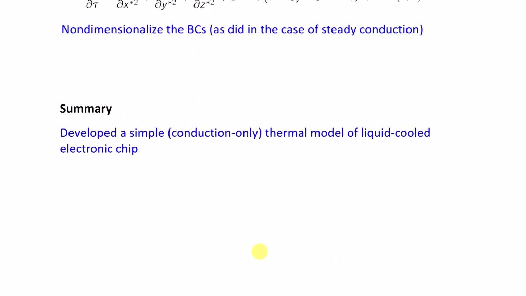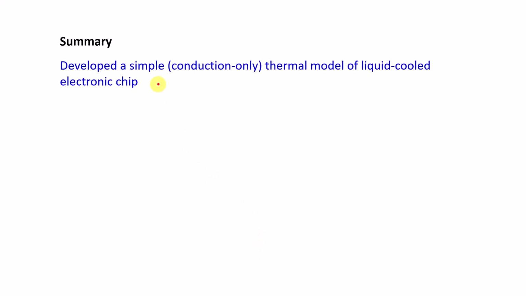Now, let us summarize this case. This is a simple conduction-only thermal model for a liquid cooled electronic chip. Here you might be questioning why we are taking it unsteady. Unsteady will give you the idea of what happens to the chip during startup and shutdown, especially startup. During startup, there will be a chance of high heating rate. That is why this unsteady simulation is important here. From initial transients to how it reaches the final steady state temperature, we are interested in that portion, so we are studying unsteady heat conduction here.